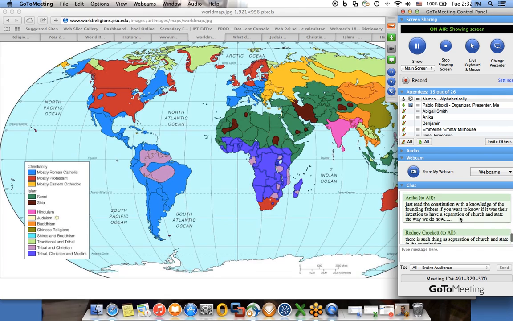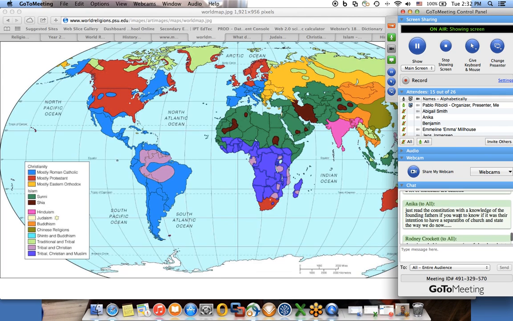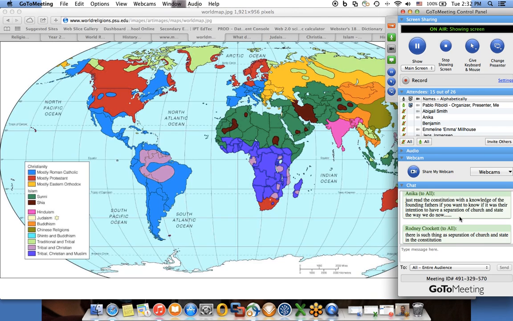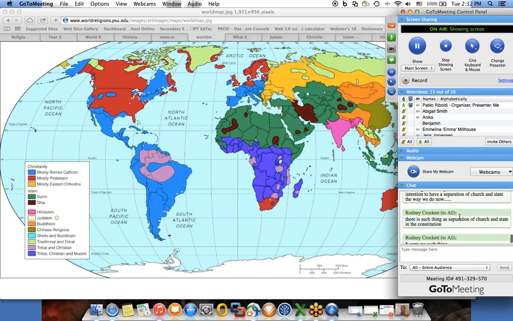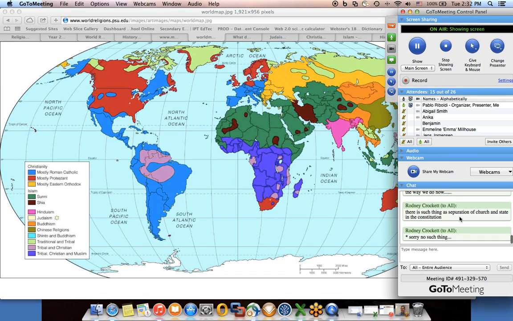Okay, let me see here. Annika says, just read the Constitution with the knowledge of the founding fathers if you want to know if it was their intention to have a separation of church and state the way we do now. And Rodney says there is such a thing as separation of church and state in the Constitution, and then you correct and say there is no such thing. That is true.